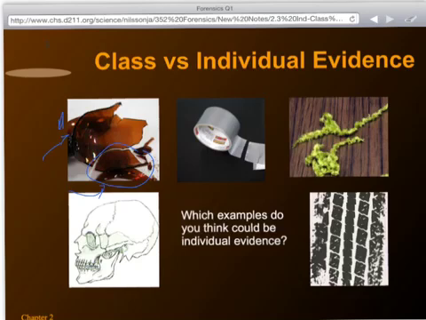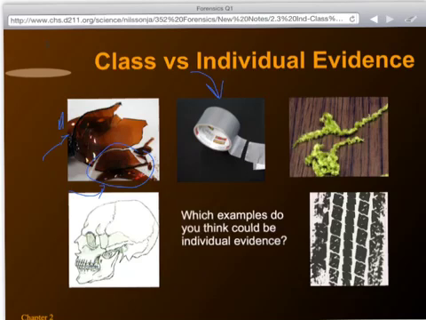Think about it. What type of evidence would that be then if those two things are found in different locations and can be connected? The answer is associative, so that would be associative evidence. And in this case, is that individual or class? It is individual.